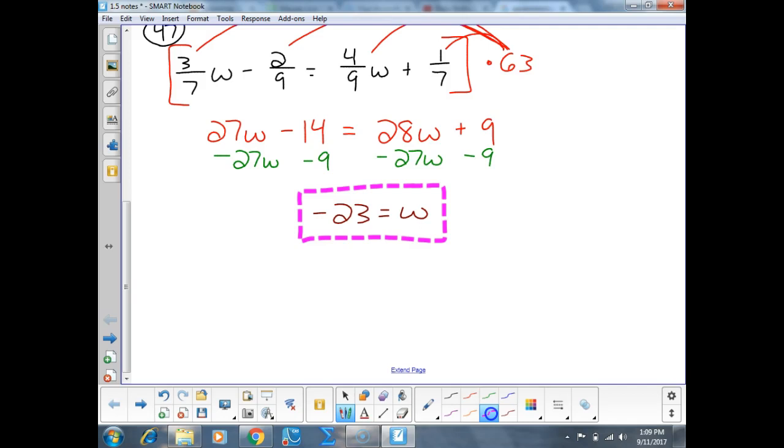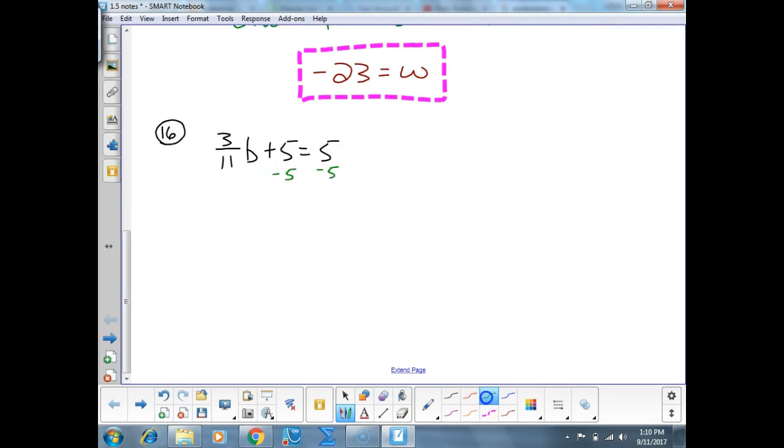Yes, ma'am. 16. So, did you get it to 3/11 B equals 0? Yeah? Okay. Because you started with 3/11 B plus 5 equals 5. So when I subtract 5 from both sides, I'm left with 3/11 B equals 0. Right away, you multiply by 11? That's fine. If you multiply by 11, then that would be 3B plus 55 equals 55, because you have to multiply everywhere by 11.